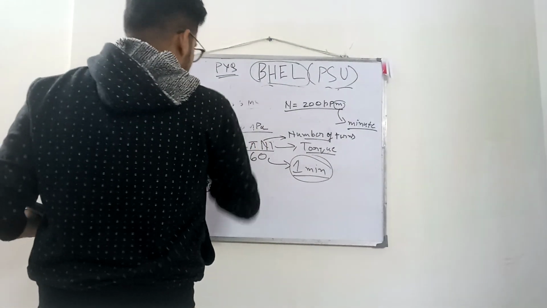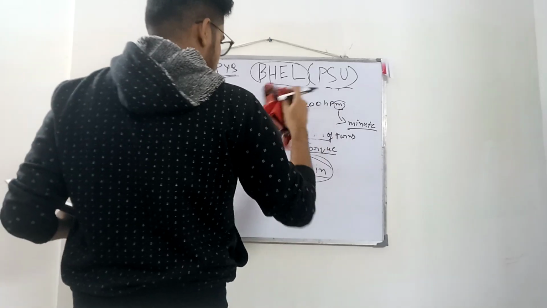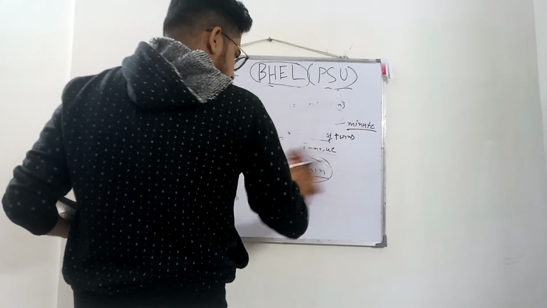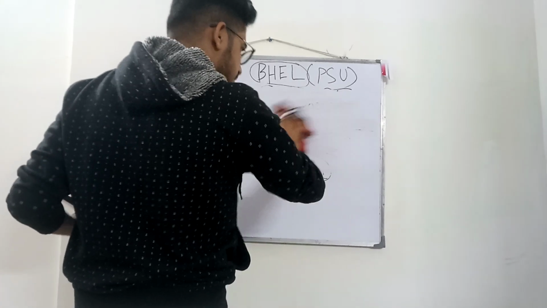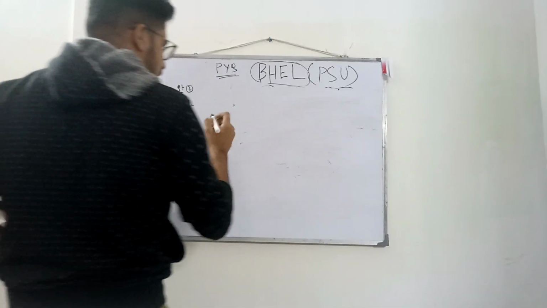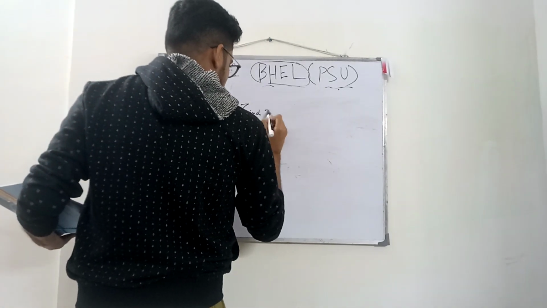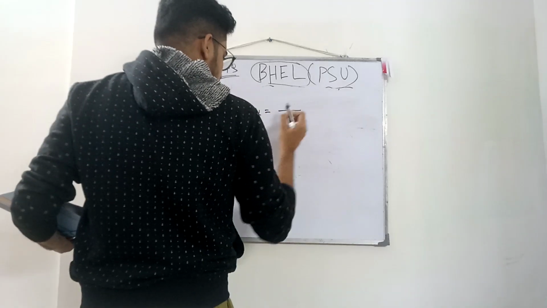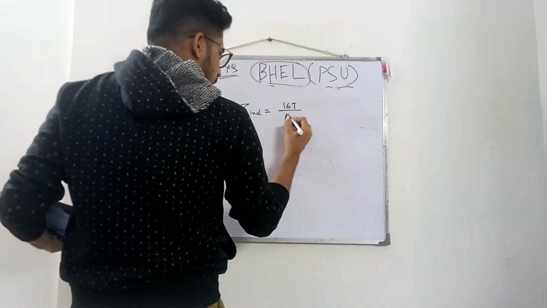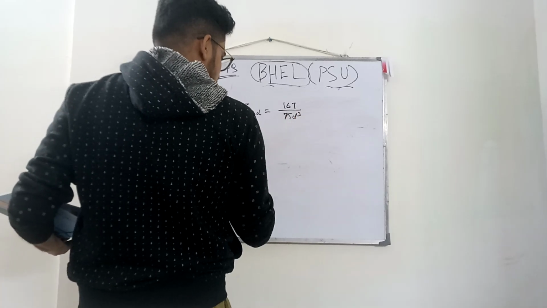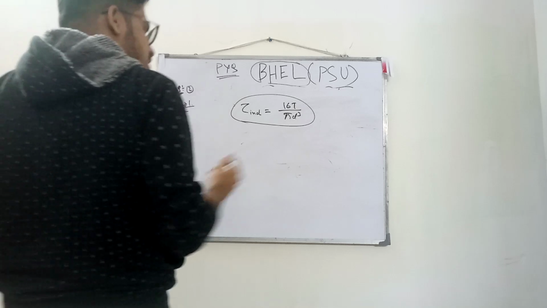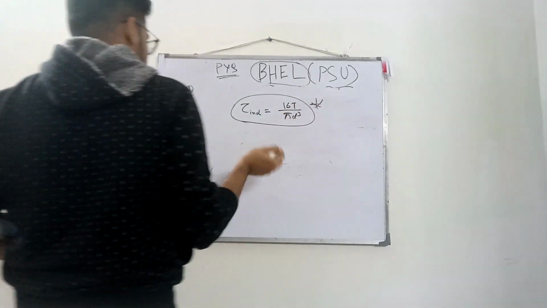Here from this formula we are coming to this formula. Induced shear stress is equal to 16T upon pi d cube. Through this formula, you can solve this question.